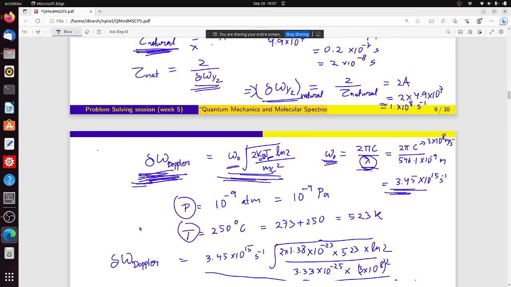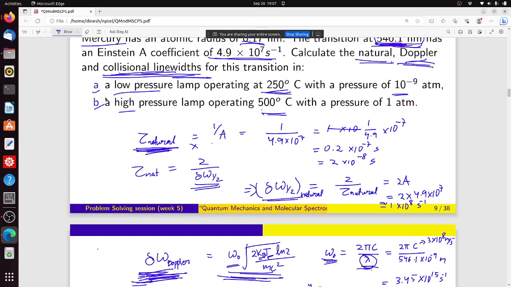Okay, so we calculated this Doppler line width for the low pressure and low temperature case. Similarly, we can calculate the high pressure and high temperature case. Pressure is 1 atmosphere, so you can convert it to Pascal. It will be 10 to the power 5 Pascal. And temperature is given as 500 degrees Celsius. You can convert it to Kelvin, so 500 plus 273. This is 773 Kelvin.